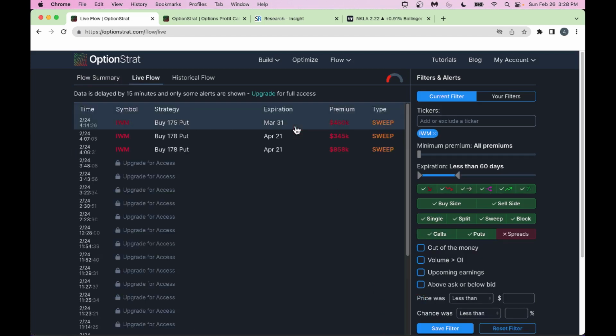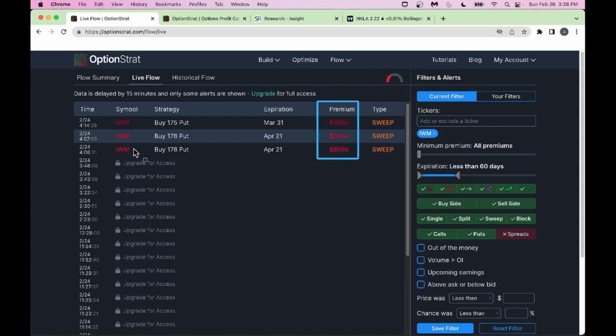Because I don't have a premium account, it tells you what's going on here. Somebody is buying 175 put, and it looks like folks are buying the put here. It's a huge sweep activity that tells you folks are buying big time. Look at the premium they're spending. They're paying a lot of money here. They're buying 175 put as of now.